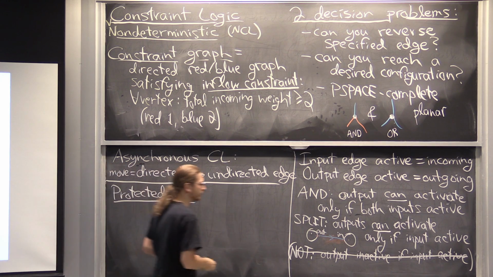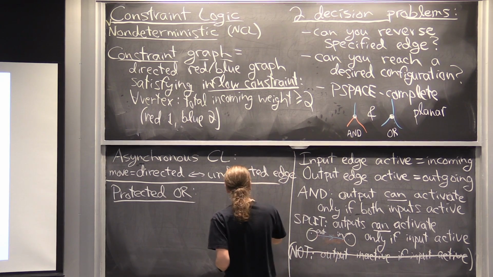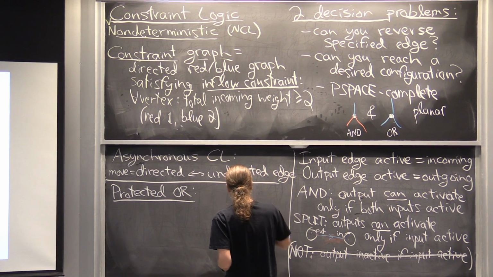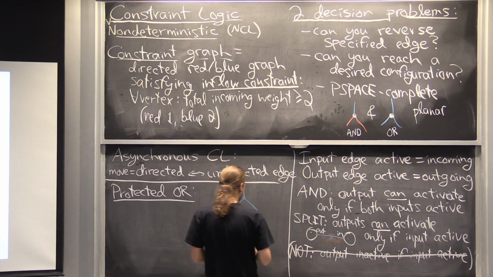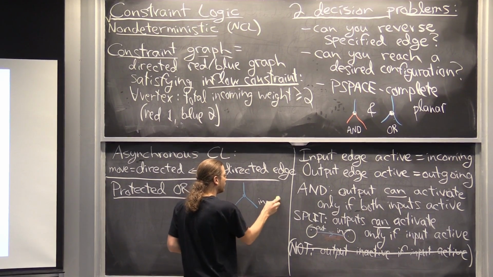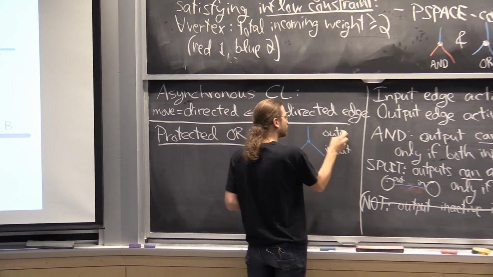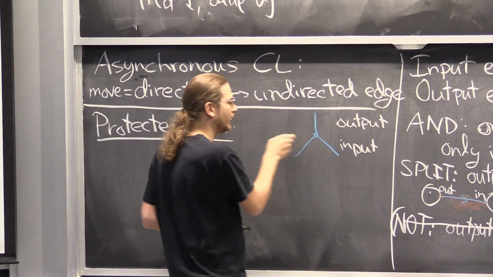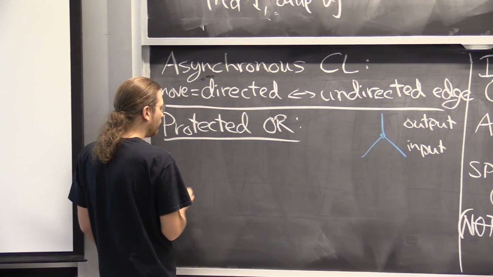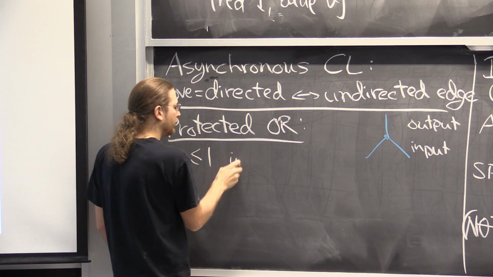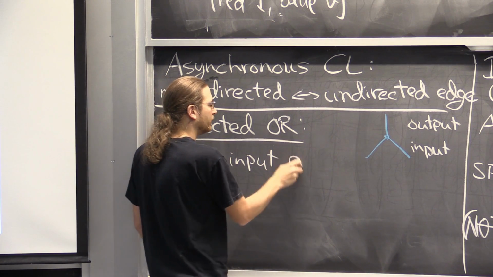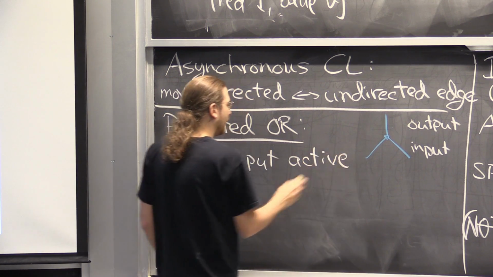Protected OR gadget looks like an OR gadget. So we're going to have two inputs, one output. And these are going to be labeled which are which. I want that at most one input is active at any time.